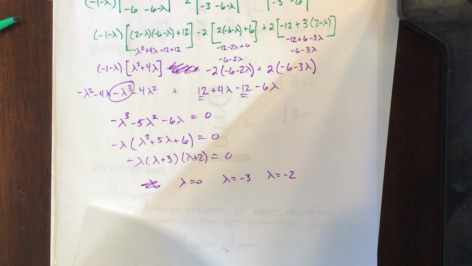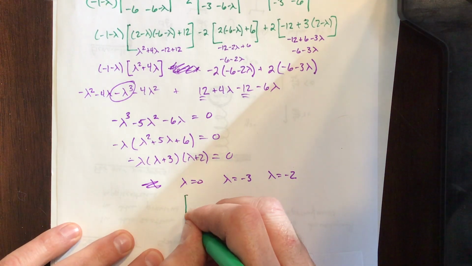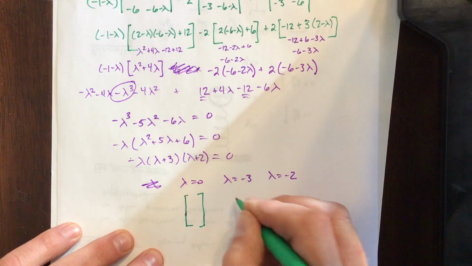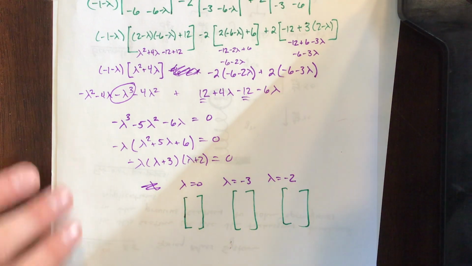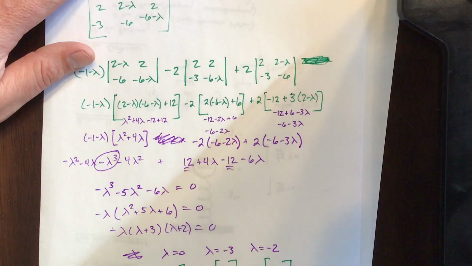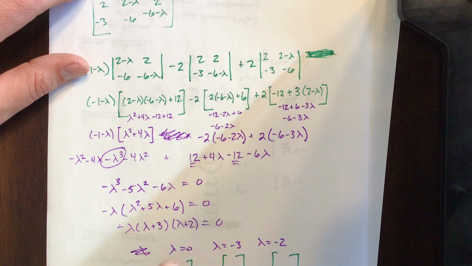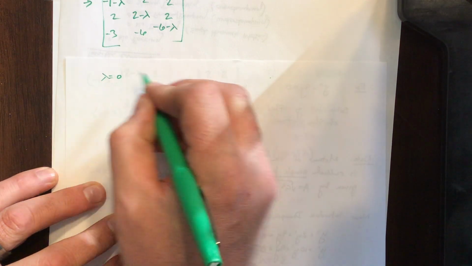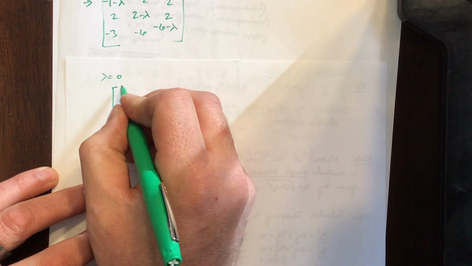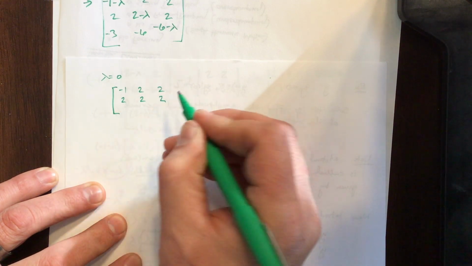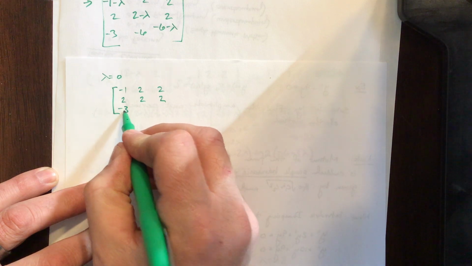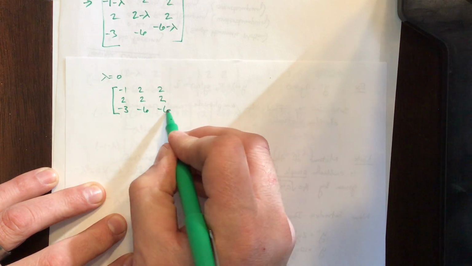Now, we have to find the corresponding eigenvector for each of these. Okay, so we'll put the eigenvectors underneath. Once we find those, the problem will almost be over. So if lambda is equal to 0, the case where lambda equals 0, what's A minus lambda I? Well, it's negative 1, 2, 2, 2, 2, 2, and negative 3, negative 6, negative 6.